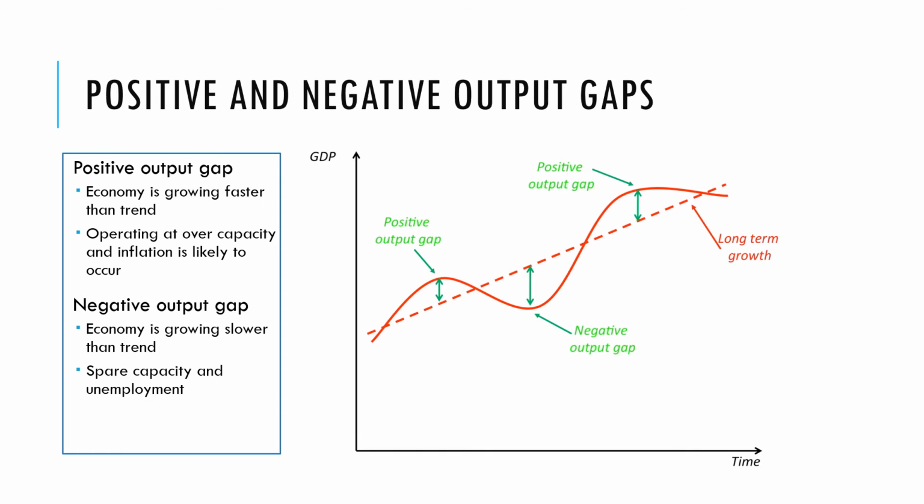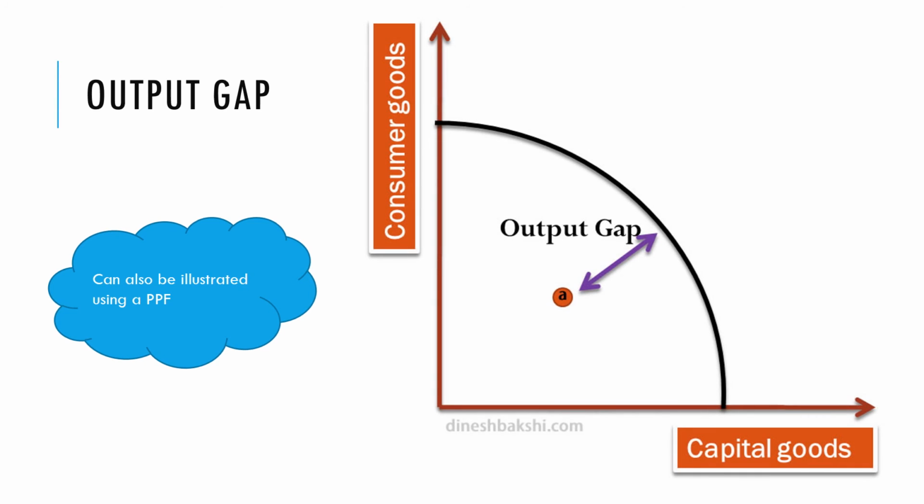So let's take these definitions down, take this diagram down, and then move on to a second way of illustrating the concept of an output gap, and that is by using a PPF diagram. So here we have our production possibility frontier, the maximum combination of goods and services that could be produced in the economy. And if our economy is actually producing at point A, that combination of consumer goods and capital goods, we would say there is an output gap. The actual output is less than the potential output.